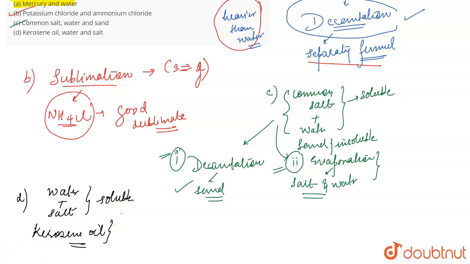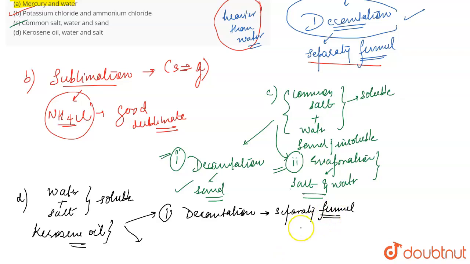So again, we'll be using two processes to separate it. The first one is decantation only. This will take place with the help of a separating funnel. Again, it is based on the difference in densities. Oil, being less dense, floats on water, so it is separated out using decantation with a separating funnel. So basically we are going to use a separating funnel, and the technique is decantation.